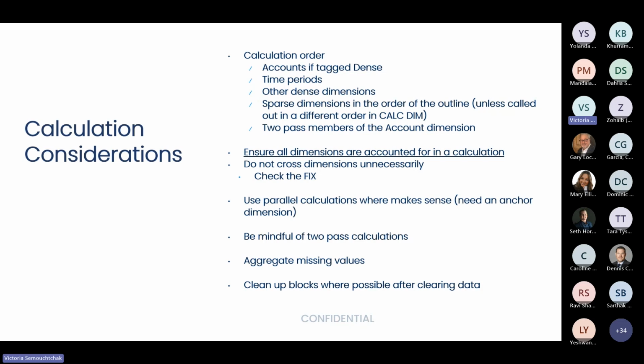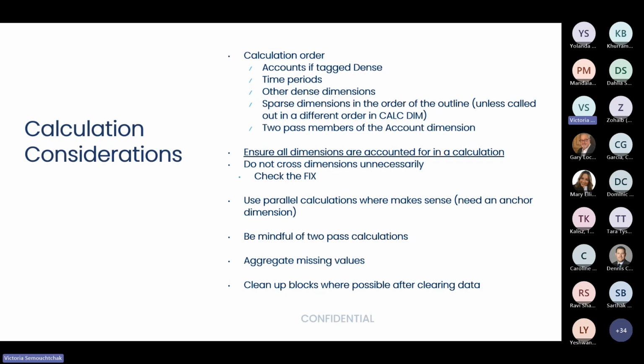Now, when it comes to calculations, if you learn nothing today except for this, please ensure that all of your dimensions are accounted for in a calculation, more specifically in your fixed statement, right? And then in the actual calculation section, so you might be setting an account equal to something that counts as well. But primarily, if you have a product dimension, make sure you make a selection against that dimension in your fixed statement. You are also welcome to use parallel calculations where it makes sense.